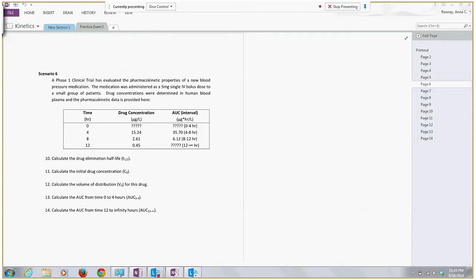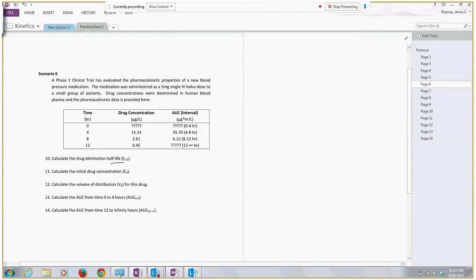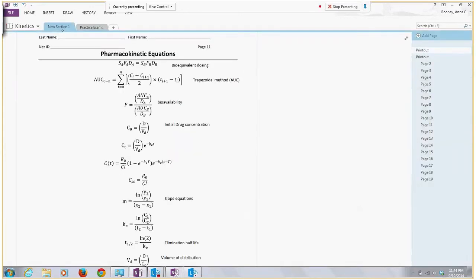So we're going to calculate the drug elimination half-life, T half-life, for this clinical trial. They administered a 5 milligram single IV bolus dose to a group of patients, and they drew blood, want to figure out what the concentrations are initially. So first off, we need to find Ke to find T half-life. And the way that we find that is using this equation.